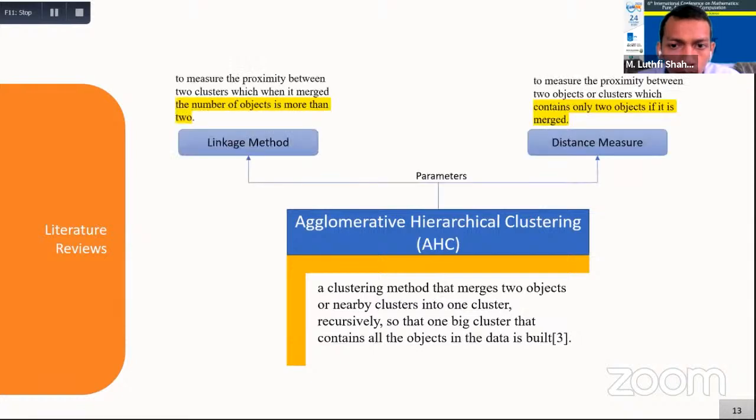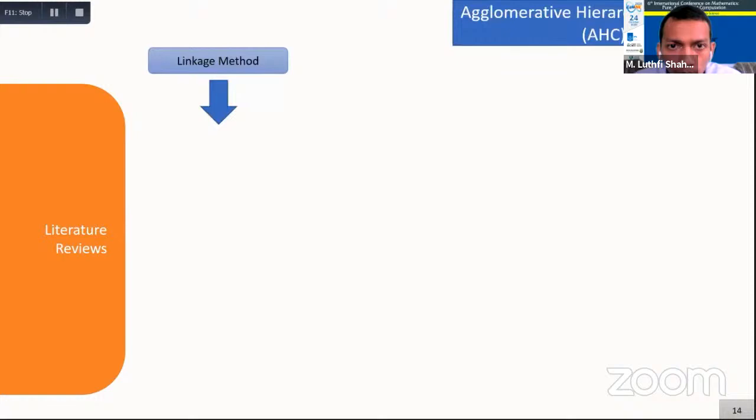For the linkage method, we use Ward linkage. Carvalho's research recommends using Ward linkage on geospatial data because it results in clusters with similar sizes, while the others result in very different sizes. Since we work on geospatial data, we use Ward linkage. By using Ward linkage, the cluster formed is a cluster that has a minimum sum of squares value. For the distance measure, we use Euclidean distance, the basic and most common distance measure for Ward linkage. Here's the Euclidean distance formula.